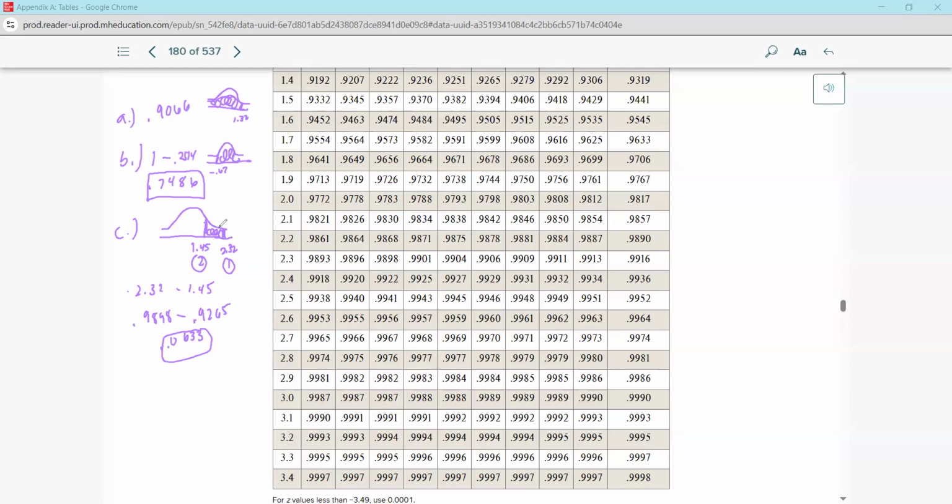That would be the area right here. So 6.33% of my data would fall between 1.45 standard deviations from the mean and 2.32 standard deviations from the mean. So that's how z-score can work, and that's how you use Table E, Appendix A.